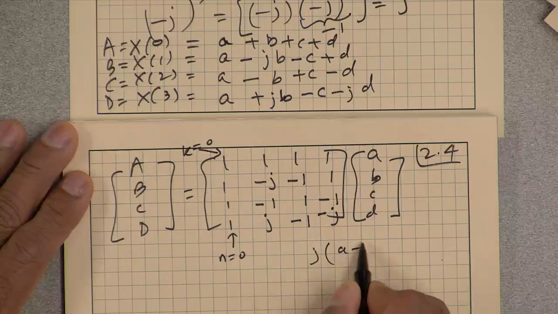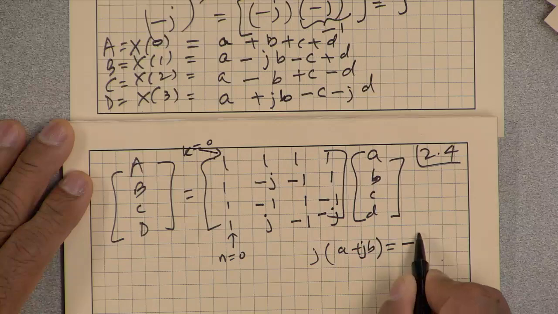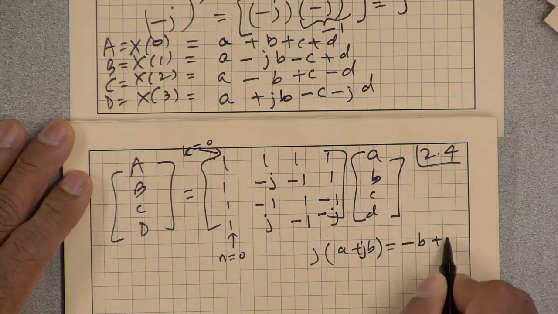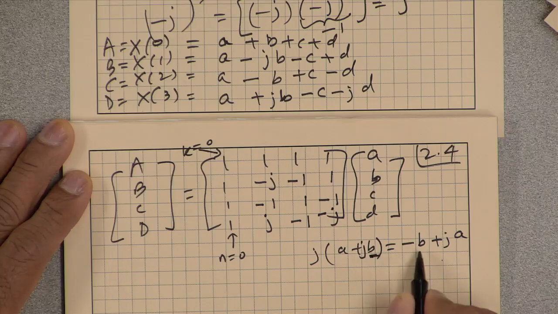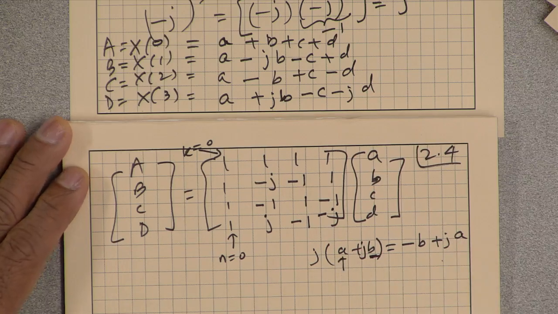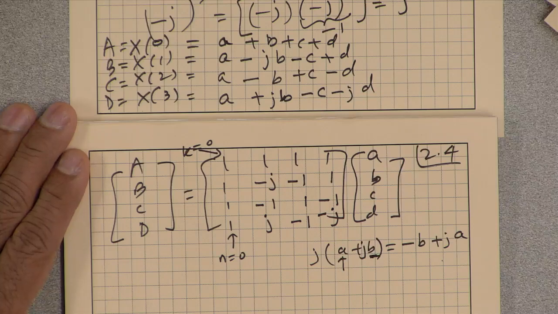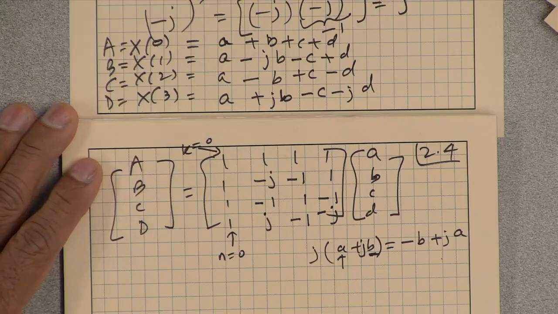j times some complex number A plus jB is simply going to swap the real part and the imaginary part. So the imaginary part B becomes the real part with a negative sign, minus B. The real part here, A, becomes the imaginary part after multiplying by j. So multiplying by j or minus j are not real multiplications. So we can see that there aren't real multiplications involved.